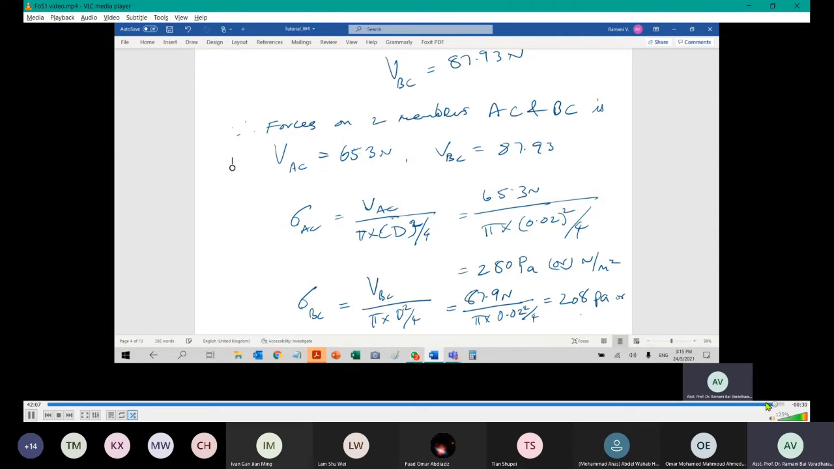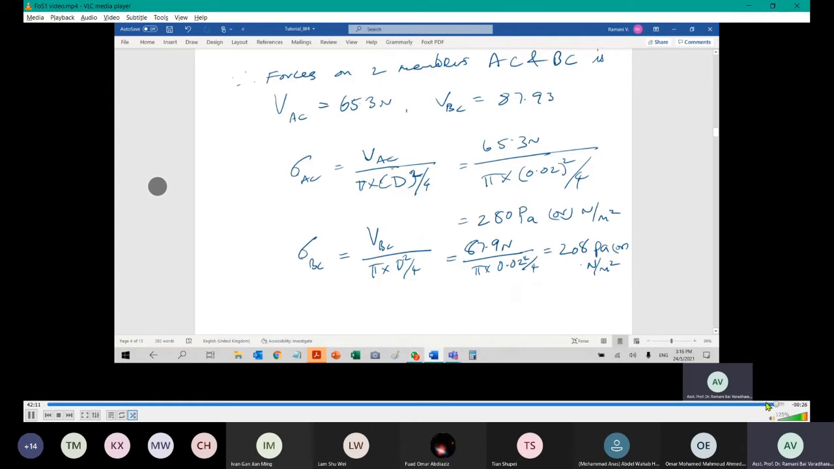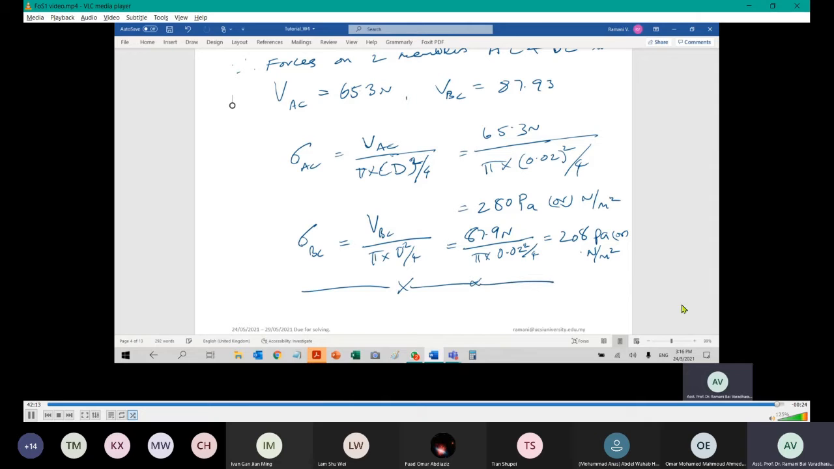I end up with Pascals or Newton over meter square. With that, the calculation is over. Any question you can ask me. Let's stop here. Now we found out the stresses on the member.